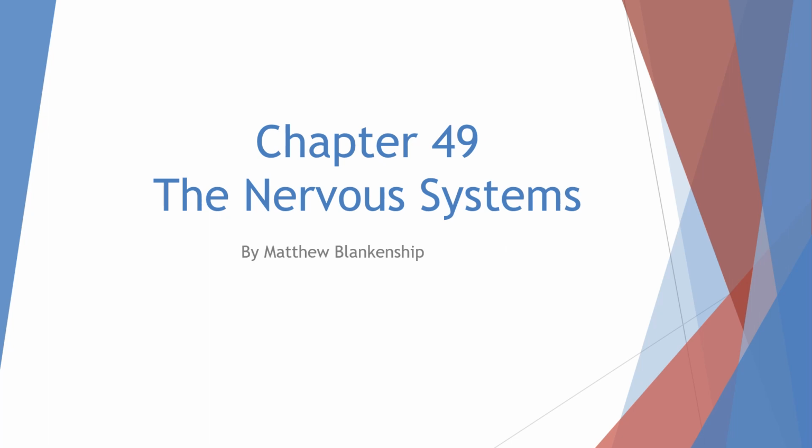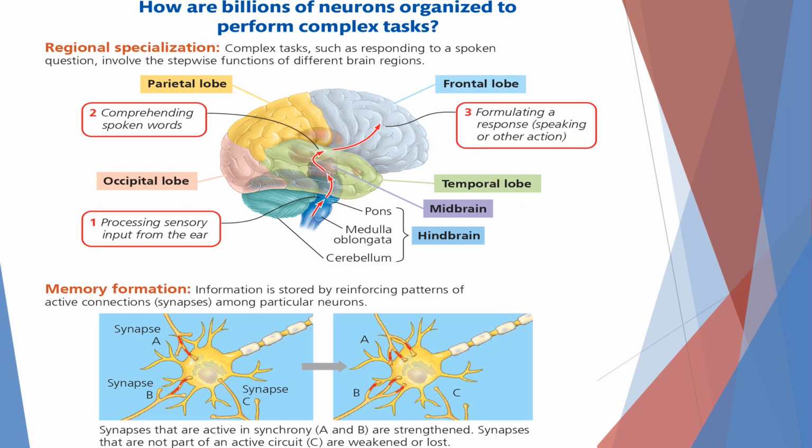In today's lecture, we're going to be going over chapter 49, which is the nervous system within our textbook. As I do with this lecture, we're going to be going through the book. On chapter 49's first page, you see this picture that I wanted to add within this PowerPoint.